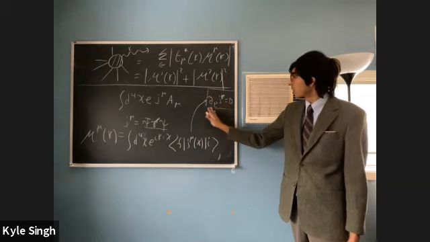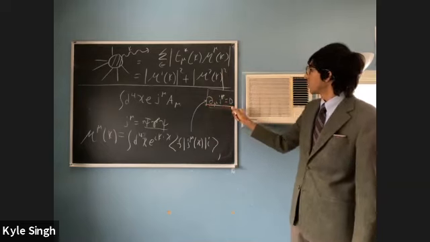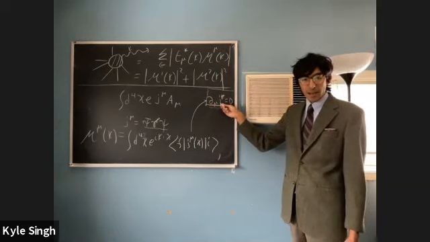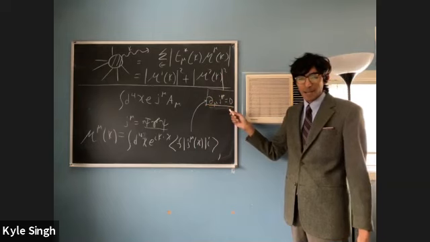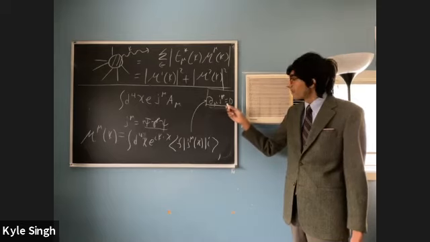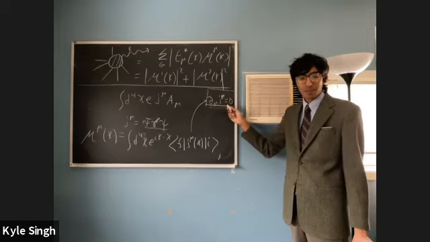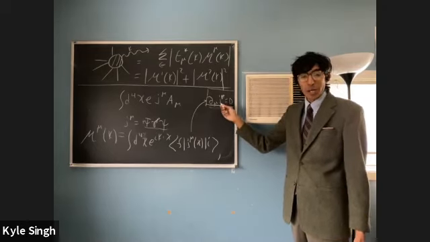Can someone tell me what the conserved quantity is? What is this guy? Feel free to take a guess. I mean, what is J? J is the current, right? So it's a conserved current.